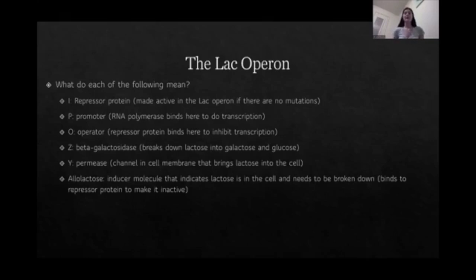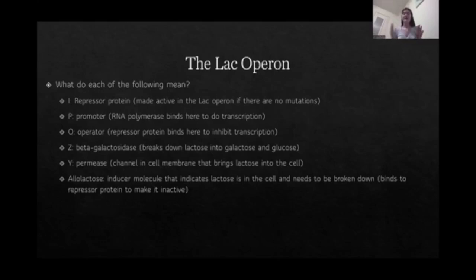We also have a molecule called allolactose, and this is something else that beta-galactosidase can do. It can either directly break up lactose into galactose and glucose, or it can change it a little bit and turn it into allolactose and then break it up. So allolactose is very, very similar to lactose. And allolactose is actually going to be our inducer molecule.